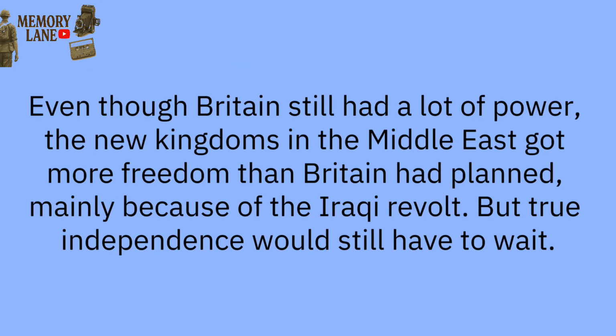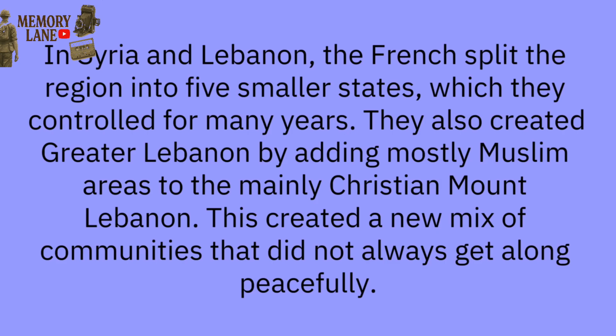Even though Britain still had a lot of power, the new kingdoms in the Middle East got more freedom than Britain had planned, mainly because of the Iraqi revolt. But true independence would still have to wait. In Syria and Lebanon, the French split the region into 5 smaller states, which they controlled for many years. They also created Greater Lebanon by adding mostly Muslim areas to the mainly Christian Mount Lebanon. This created a new mix of communities that did not always get along peacefully.